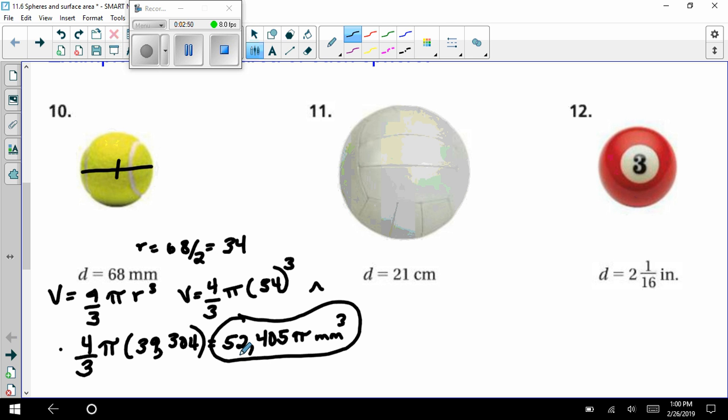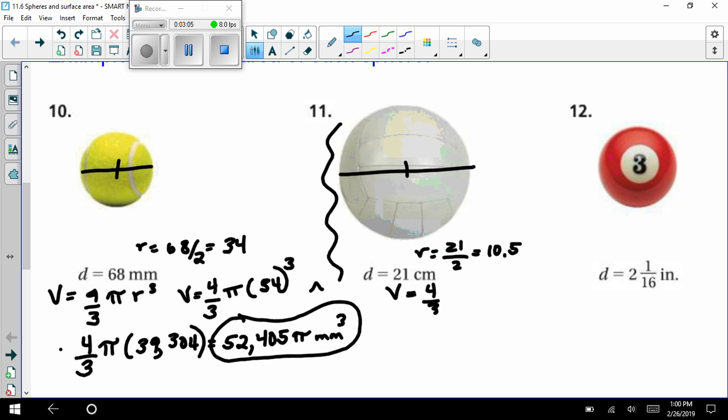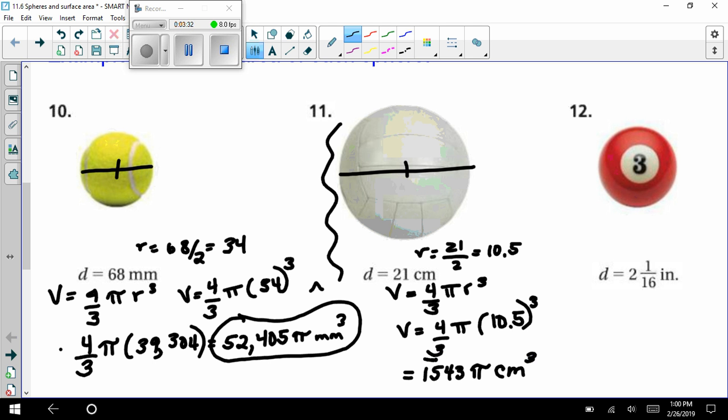All right, let's try this volleyball. A little bit smaller number, so let's see what we've got here. Diameter is 21. I want half of that. 21 divided by 2 is 10.5. So that is my radius. Volume is 4/3 pi r cubed. Volume is 4/3 pi 10.5 cubed. Okay, and then when I plug that all into a calculator, I should get 1,543 pi. This was in centimeters cubed.